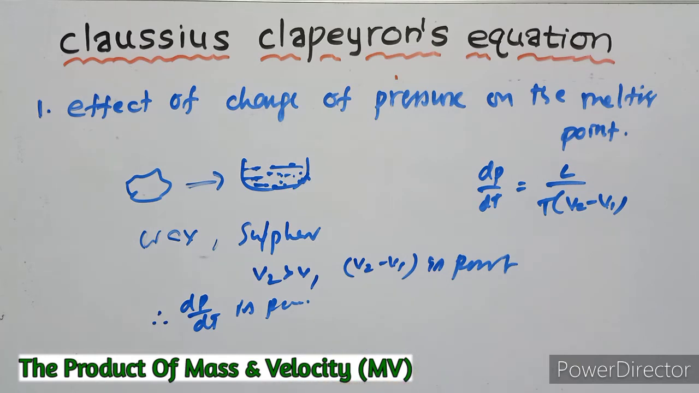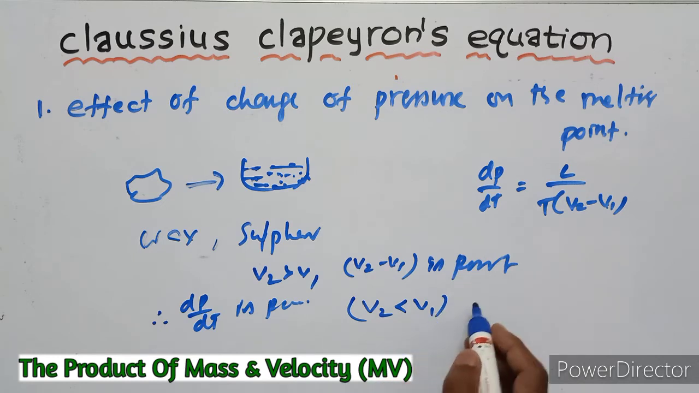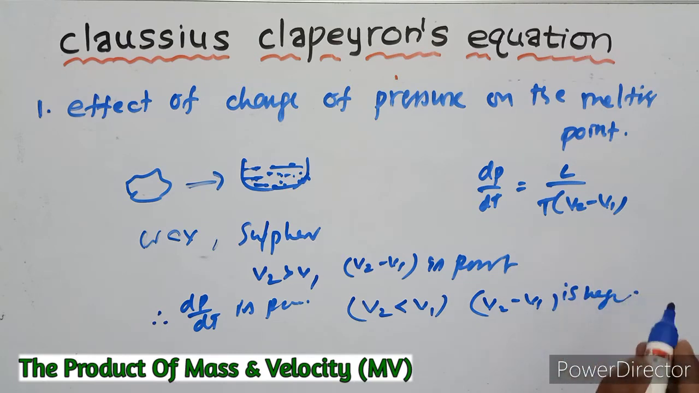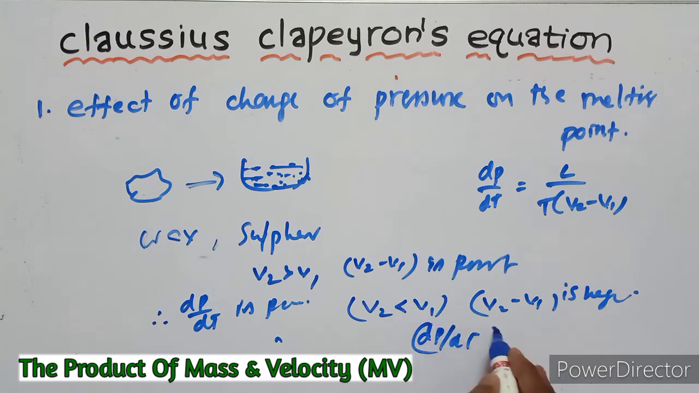So the substances like ice, which contracts on melting, V2 is less than V1. Ice is unlike these substances, wax and sulfur type. So in this case V2 minus V1 is negative. So then dP upon dT is also negative. This means the melting point of ice-like substances decreases with increase in the pressure.